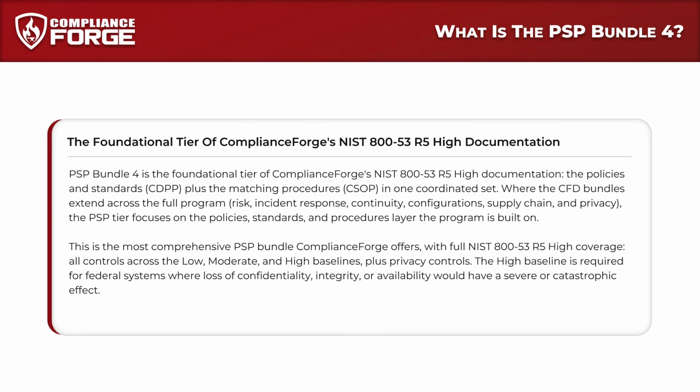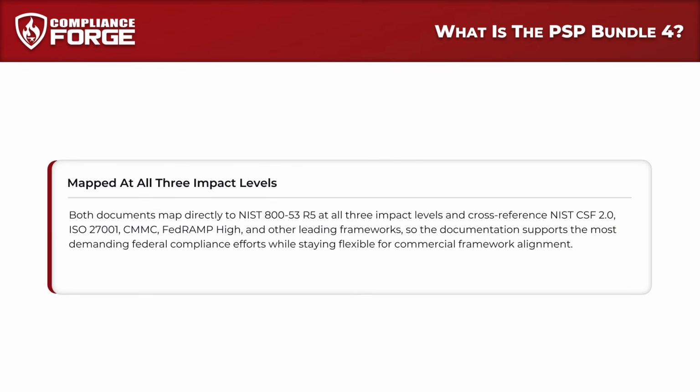Both documents map directly to NIST 853 Revision 5 at all three impact levels, and they cross-reference NIST CSF 2.0, ISO 27001, CMMC, FedRAMP High, and other leading frameworks. So the documentation supports the most demanding federal compliance efforts, while staying flexible for commercial framework alignment.